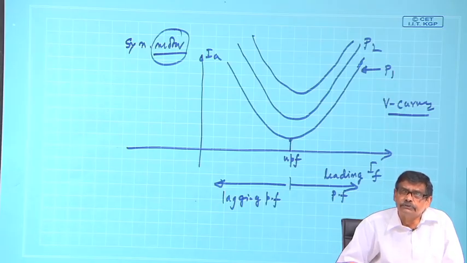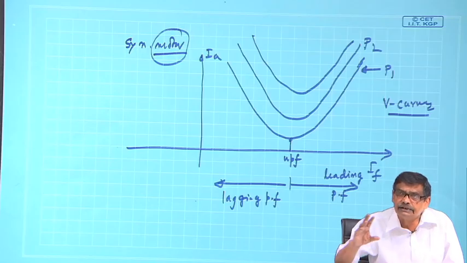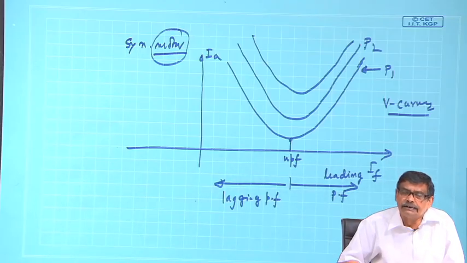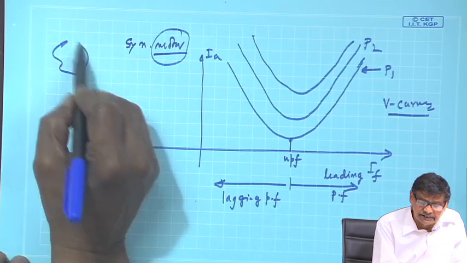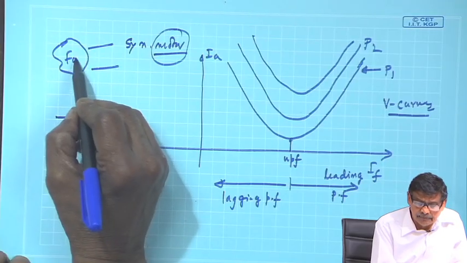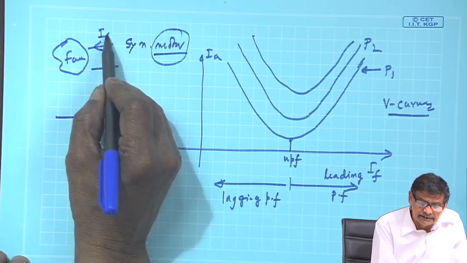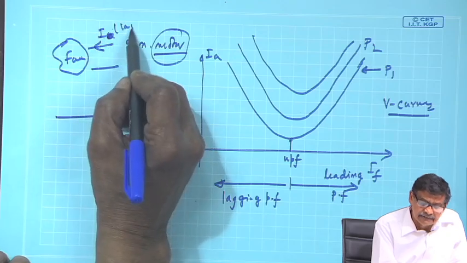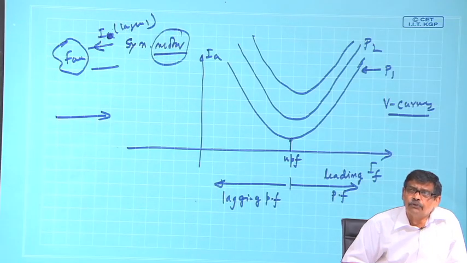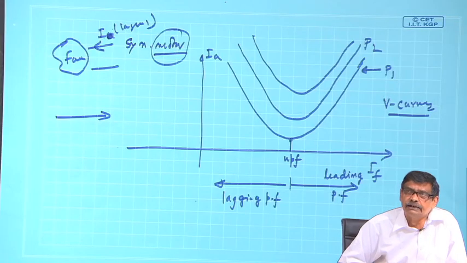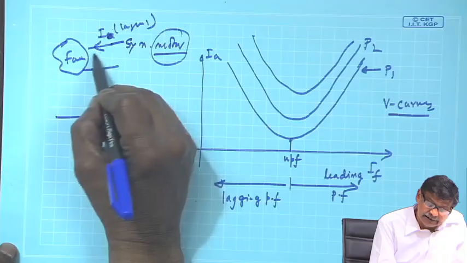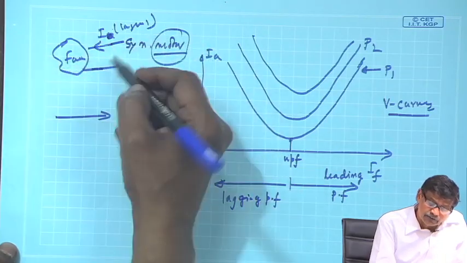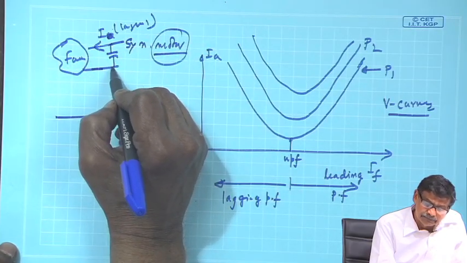Then what you used to do? You connect some capacitor at the supply terminals. So, say this is your factory, it takes lagging current, and if the power factor is very poor, you will be charged heavily by the supply authority. So, what people used to do is connect a capacitor where the supply is entering your factory.